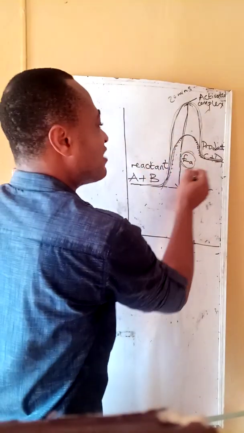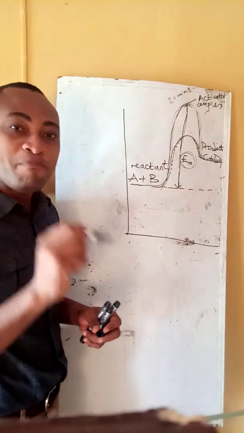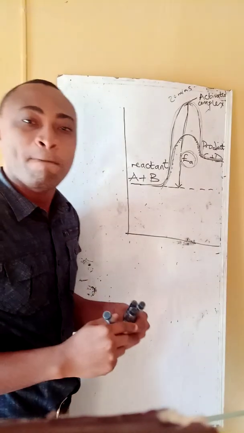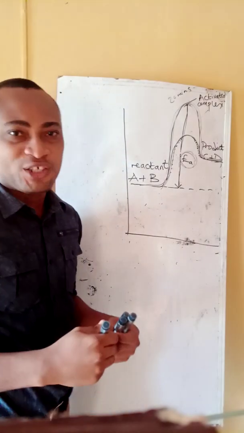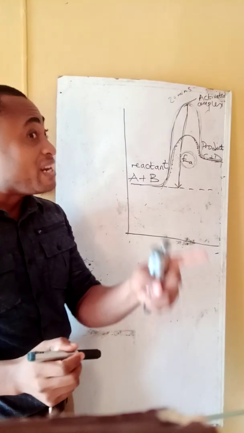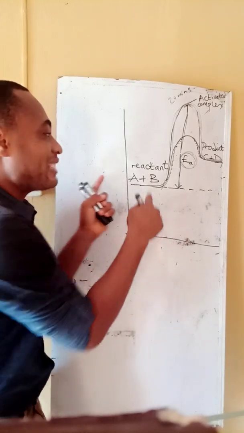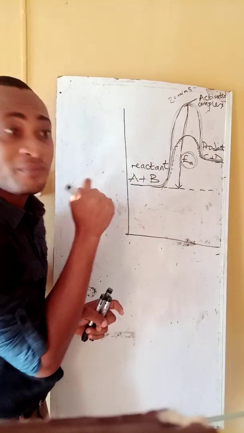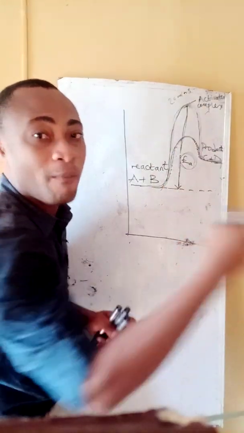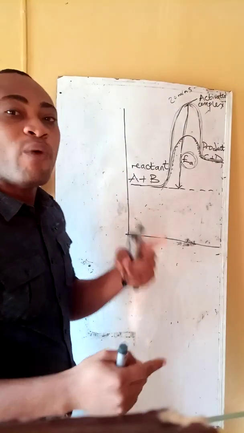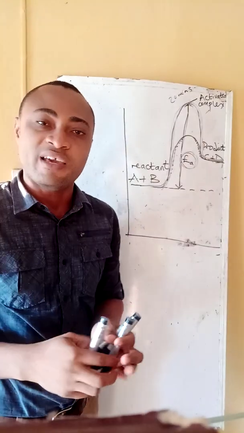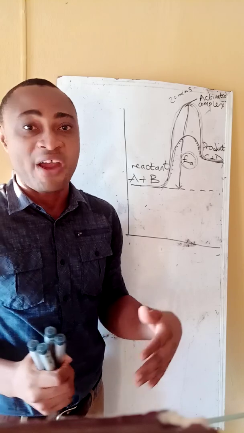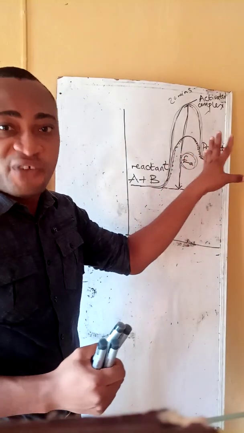Now remember, our activation energy is the minimum energy barrier that reactant particles must overcome for a reaction to take place. The minimum energy barrier that reactant particles, I told you it has to do with reactants and not products, must overcome for a reaction to take place. Now when we come to energy changes in a chemical reaction, where we start looking at basic endothermic and exothermic reaction, this will be explained very well.